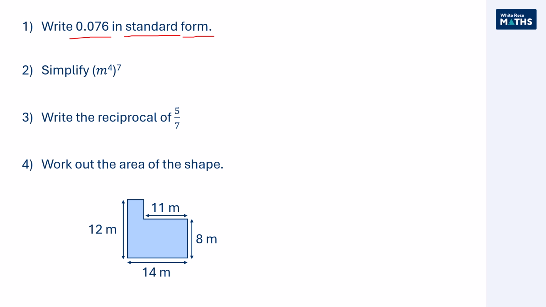So this will be 7.6, because that's between 1 and 10, multiplied by 10 to the power of... Now to go from here to here, I move this one place, two places, so that's going to be negative 2. So our answer is 7.6 times 10 to the minus 2.